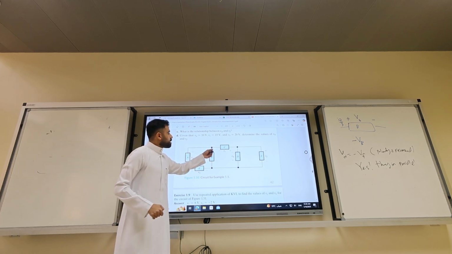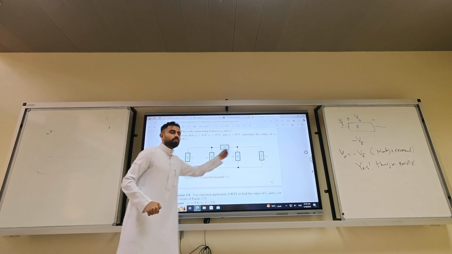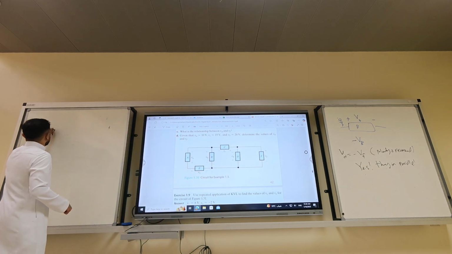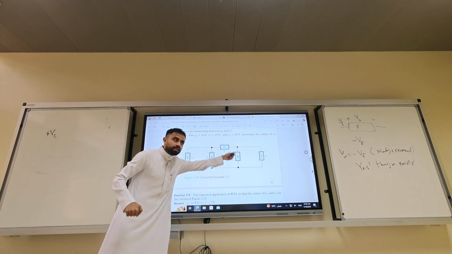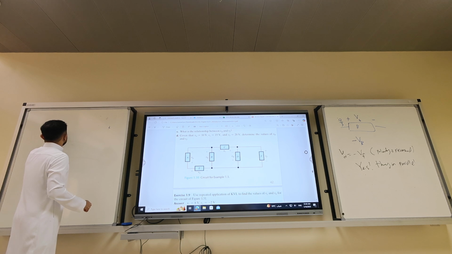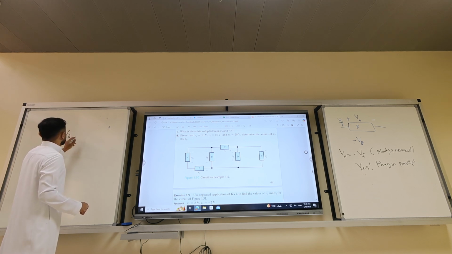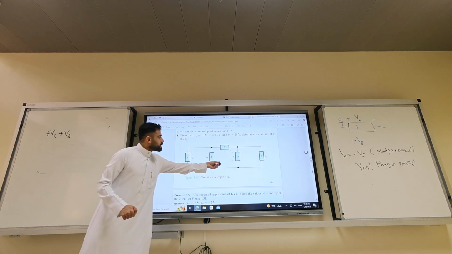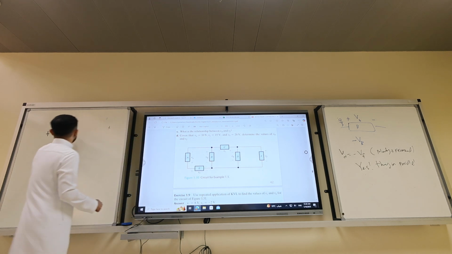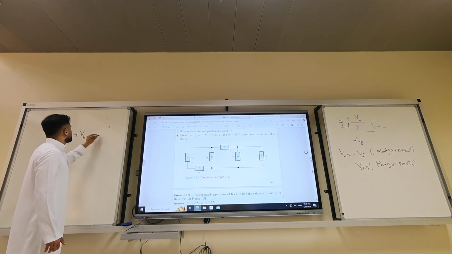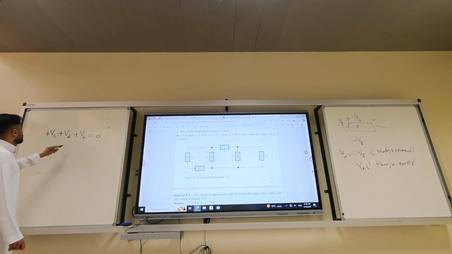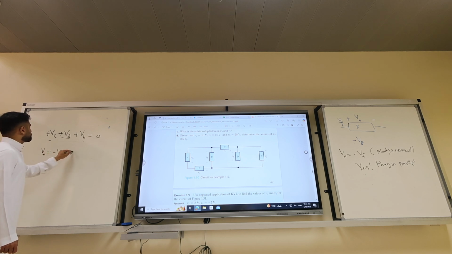Voltage rise or voltage drop? Rise, plus VC. Voltage rise or voltage drop? Rise, plus VD, sorry, yes, voltage rise. Then voltage rise or voltage drop? Rise, plus VB. Trust yourself in the answer. Equal to 0. We already know VB and we already know VC. So we need VD. So VD equals minus VC minus VB.